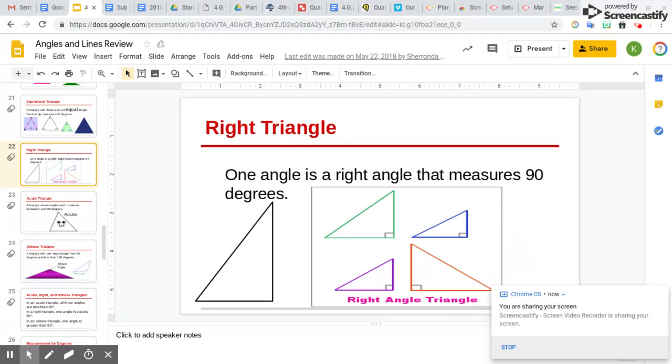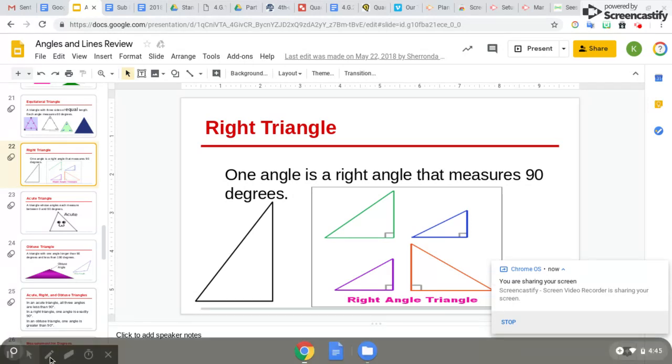When I discussed the different types of angles, we talked about right, we talked about acute, and we also talked about obtuse, right? So here we are, right triangle. The reason why we know that this is a right triangle is let's look at the angle. There is one angle that stands out among the rest. That angle is the right angle, okay?